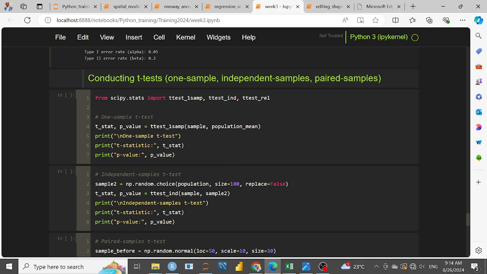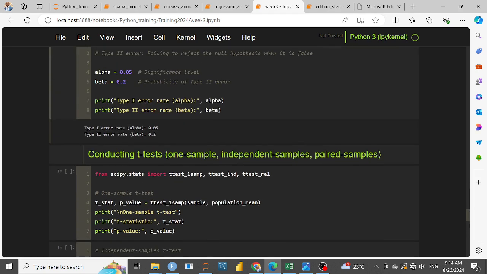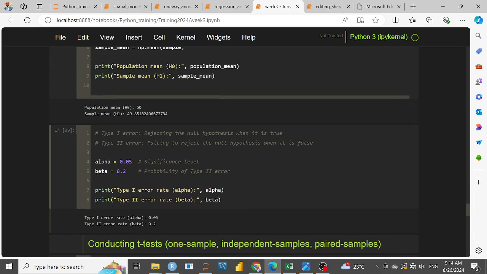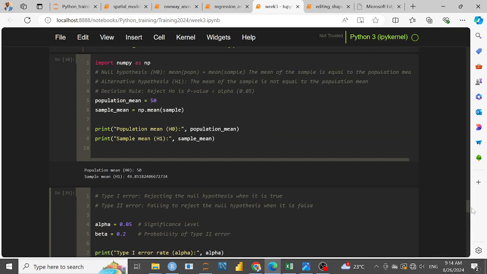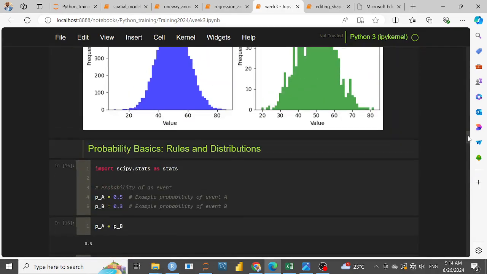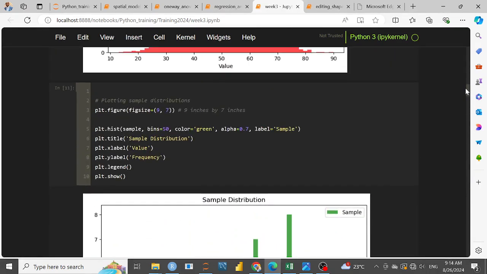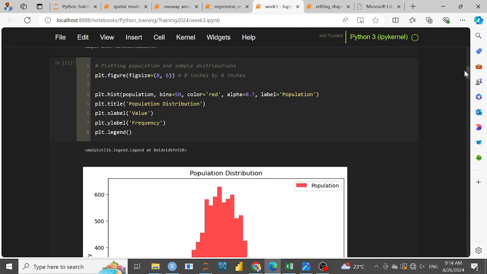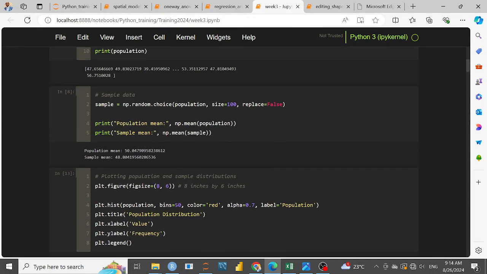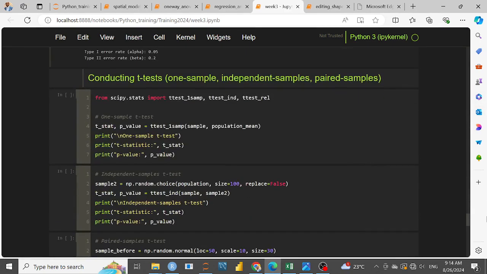For one sample, this is the t-test p-value. For the one-sample t-test against the population mean, we have already declared a sample here. These are the samples we have generated, which I explained in the earlier video. This is the sample we have generated from the population, so we'll be making use of it down here.